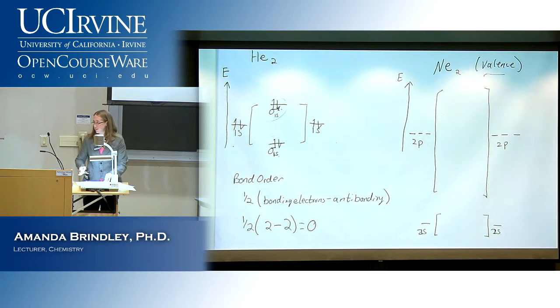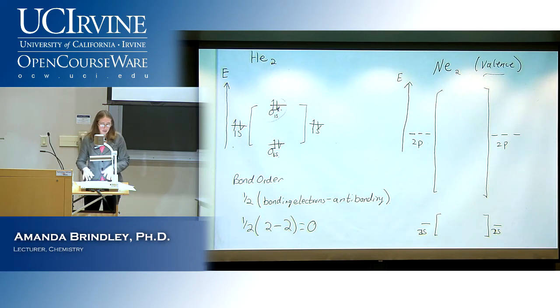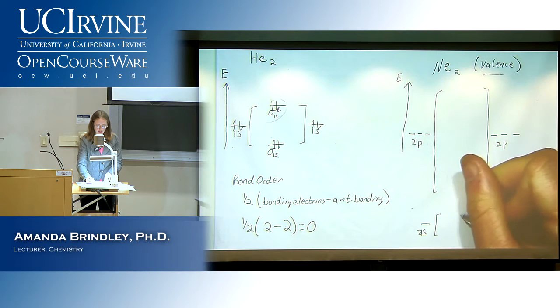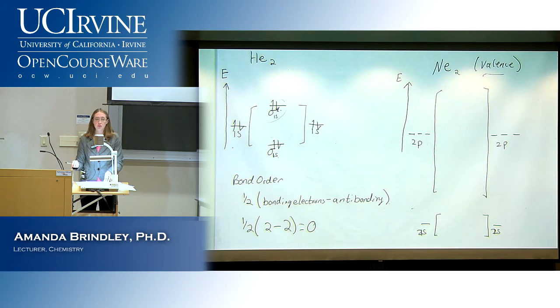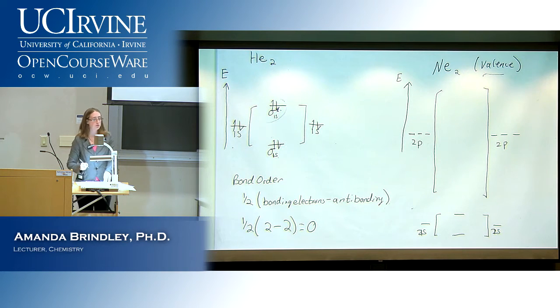And since I put valence up here, we're only going to draw out the n equals 2 level. Now we have to make some decisions here. Down here, if we combine these, what are we going to get? Two orbitals, four orbitals, three orbitals? Two. One will be high, one will be low. What are their names?